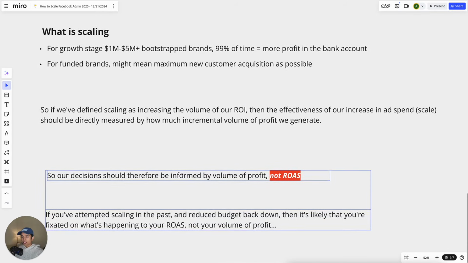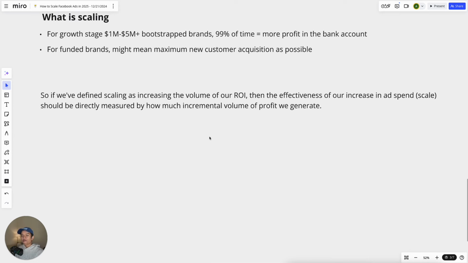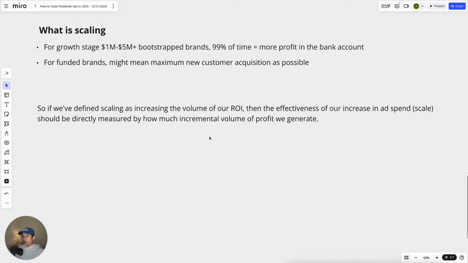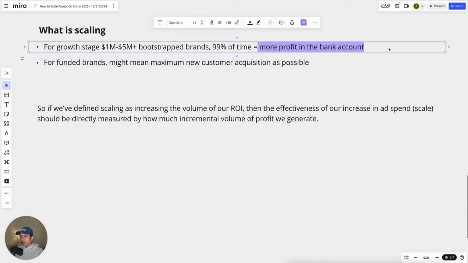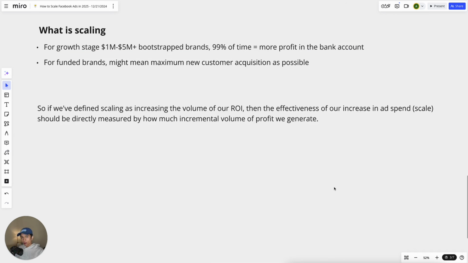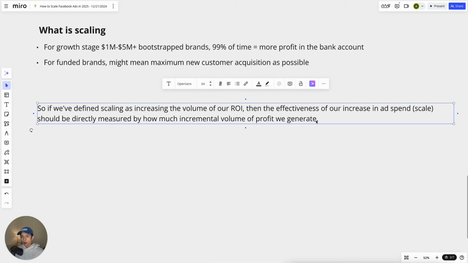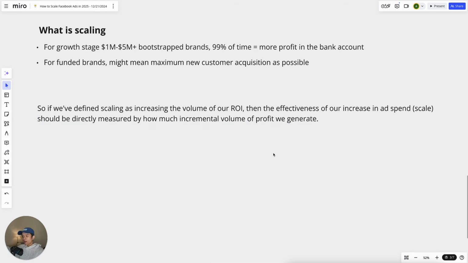So if we define scaling, let me just drag this down here, as increasing the volume of our ROI, or in other words, more profit in the bank account, which means $1 of profit in the bank account, then the effectiveness of our increase in ad spend, so when we scale and how we measure whether or not our scale is effective, should be directly measured by how much incremental volume of profit we generate. If this is our goal, more profit in the bank account, then scaling is working when we are generating more profit in the bank account. That is it. So once we have this definition of scale and we've defined what scaling actually is, that will create a lot of clarity as to what your next steps are.